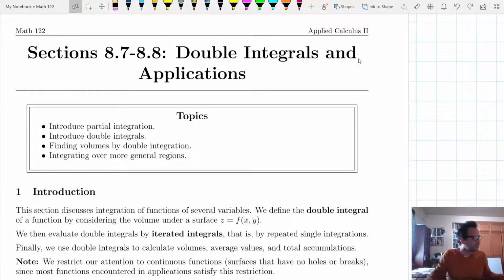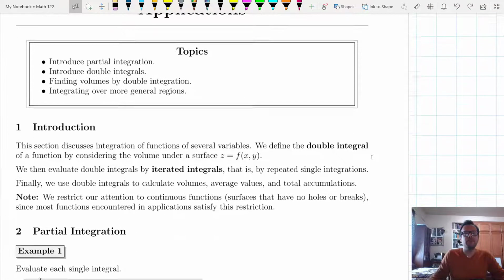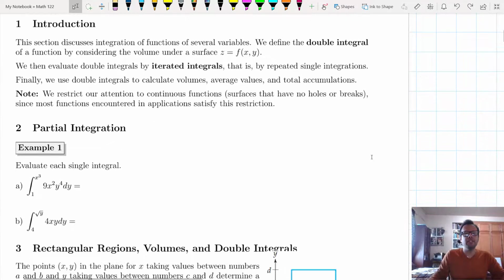Given these double integrals, before actually computing double integrals, let's define a couple of terms, like iterated integrals. What do we mean by iterated integrals? Well, iterated means repeated. That's another way to say repeated.